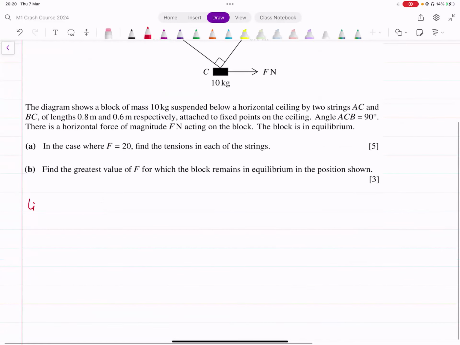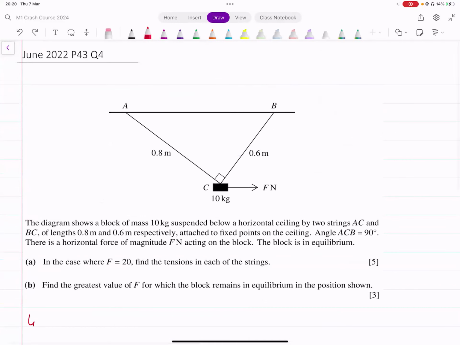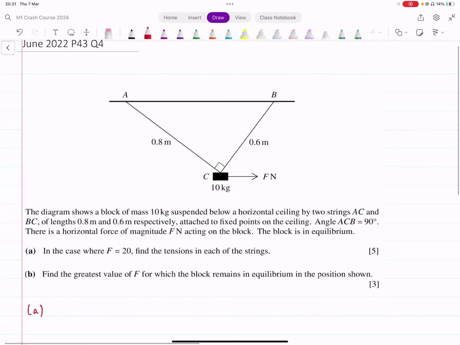This is from June 2022, paper 4, variant 3, question number 4. Let's have a look at this. It says the diagram shows a block of mass 10 kilograms that's suspended below a horizontal ceiling by two strings AC and BC of lengths 0.8 meters and 0.6 meters, attached to fixed points on the ceiling. You can see that here, there are two strings. One has length 0.8 meters and the other has length 0.6 meters.